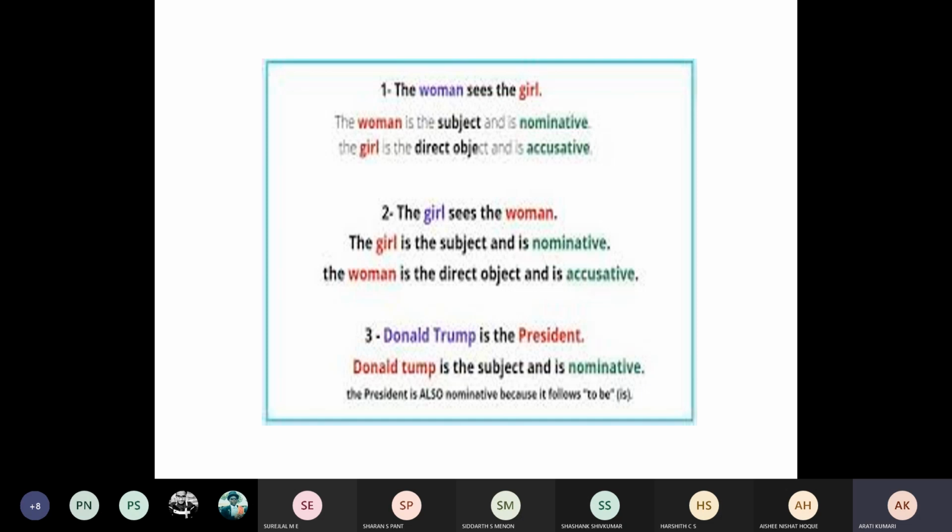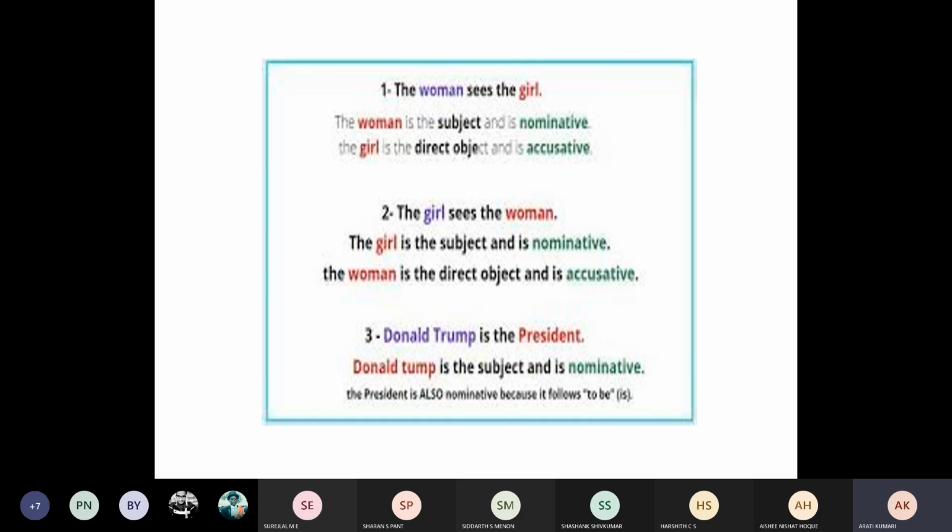Okay, so now the second example is the other way around. You can also say das Mädchen sieht die Frau. So what happens here? The girl is seeing, so she is the subject. And whom is she seeing? She is seeing the woman. So the woman is the direct object. Okay. So the woman is accusative case. So this is the first and second example.